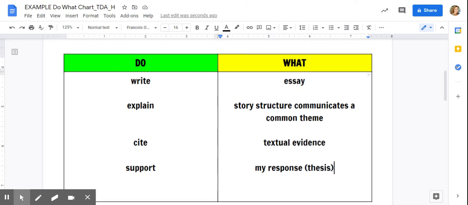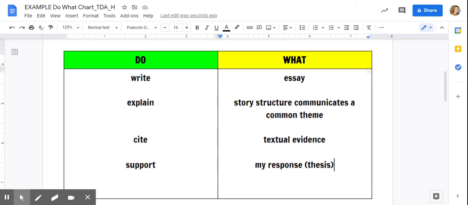So there you go. This is what your TDA is, what it looks like unpacked. You're going to have to write an essay that explains how the story structure communicates one common theme. You'll have to cite textual evidence that supports your thesis, okay, your main argument, which I said we'll get to later, talk about how to write that thesis statement.